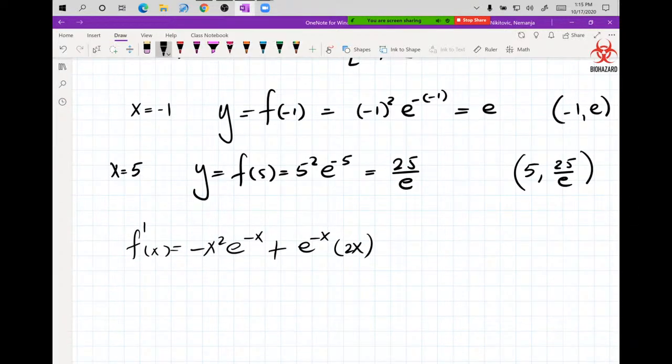Guys, we'll be setting this equal to 0. Factor everything you can. So f prime of x is, I can kick out an x, I can kick out e to the negative x, and what's left is, I'll list this term first, 2x, and then minus x.